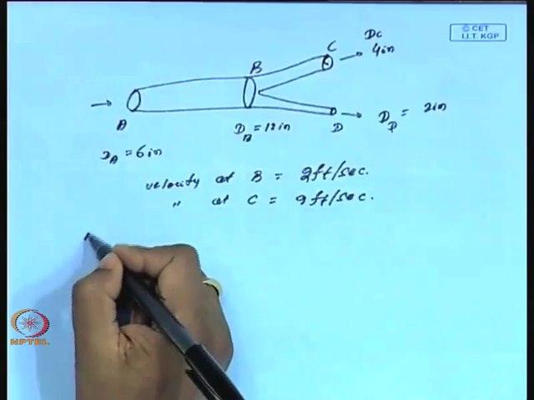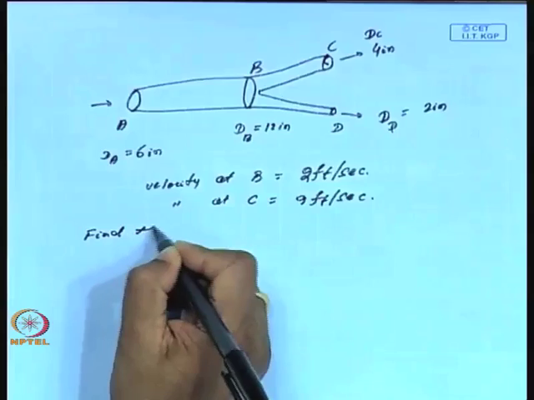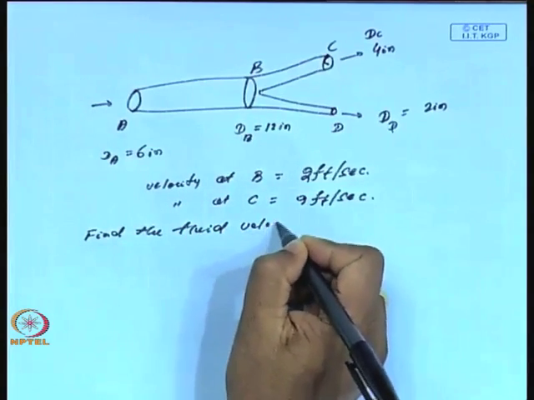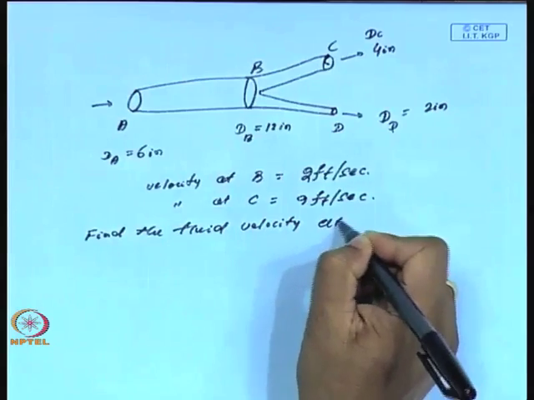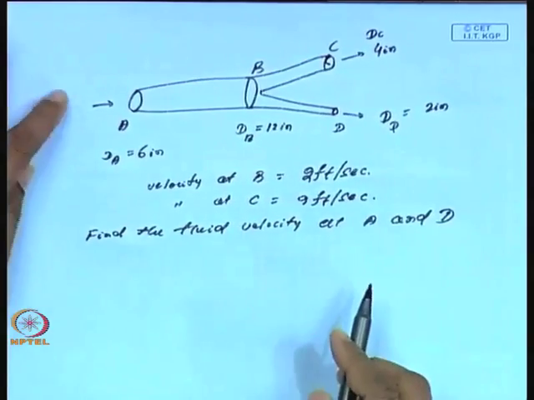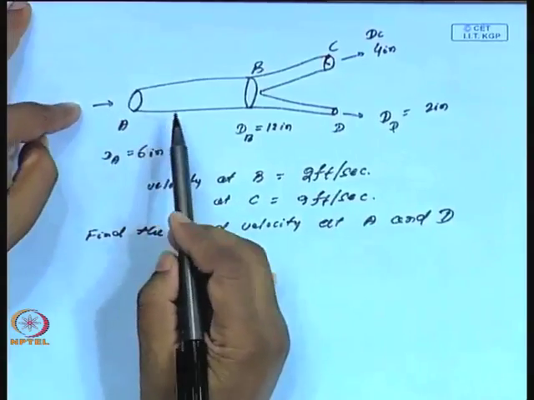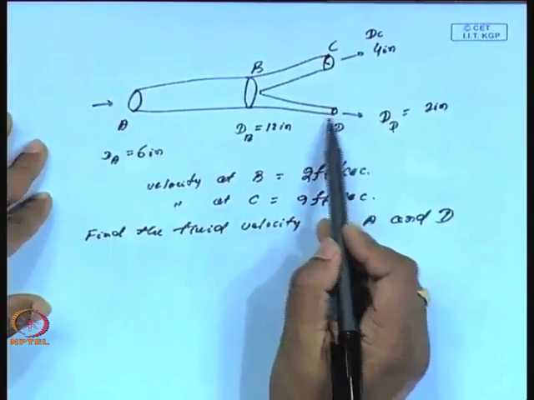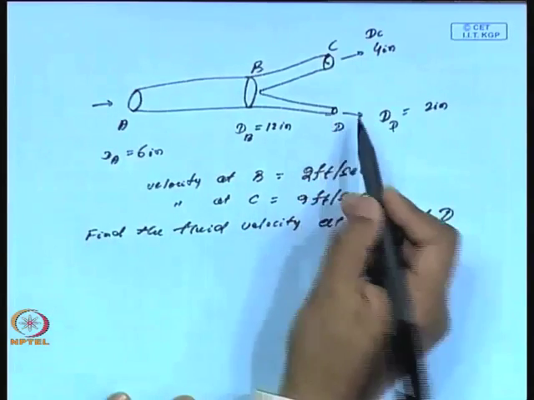My question is, find the fluid velocity at A and D. That means, at which rate the fluid will be entering through this tube and at which rate the fluid will be going out through the face D.